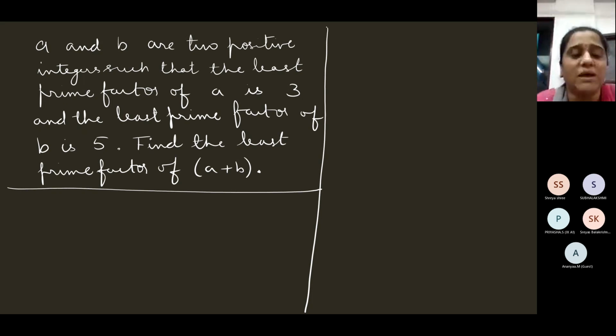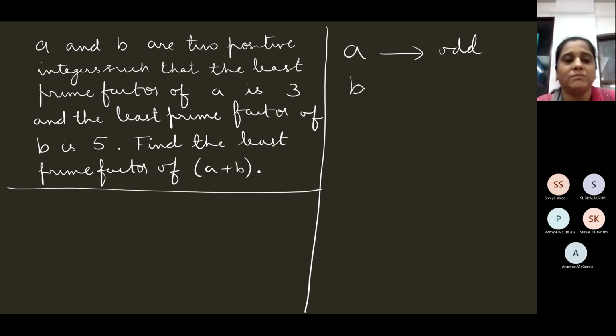So if the least prime factor of A is 3, that means A is not even, correct? Because if A is even, then it will have 2 as a prime factor. The smallest prime factor of A is 3, so A does not have 2 as a prime factor. That means A is odd, because if it was even, it would have 2 as the least prime factor.